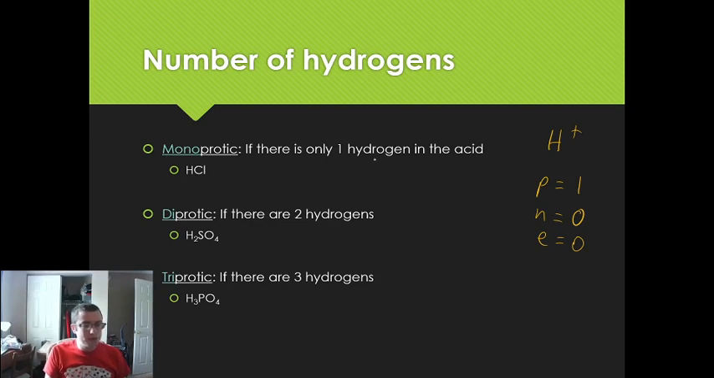So monoprotic means there's only one hydrogen in there, like HCl. Diprotic means there are 2, you've got the H2 there. Triprotic means there are 3, we have the 3 there. That's about as hard as it gets. Again, this is just to show you where that protic word is coming from.